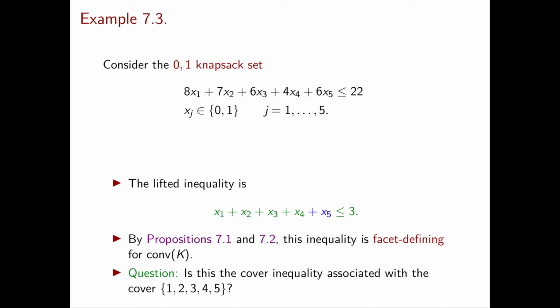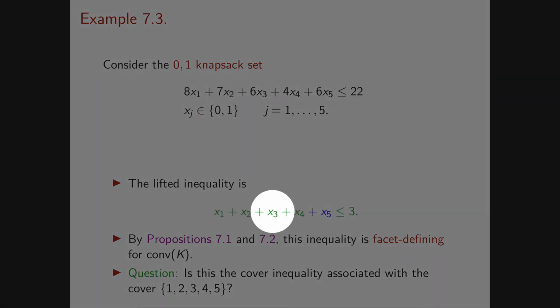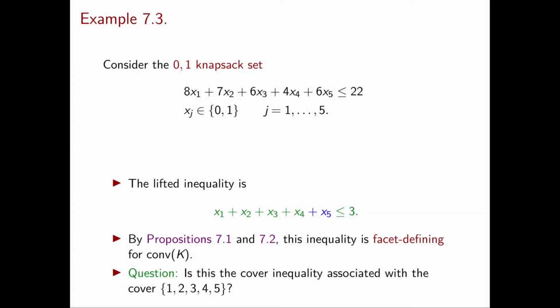In proposition 7.1, we saw that the green inequality is facet defining for conv k intersected x5 equal to 0. Therefore, the proposition 7.2 implies that the lifted inequality is now facet defining for the full conv k.